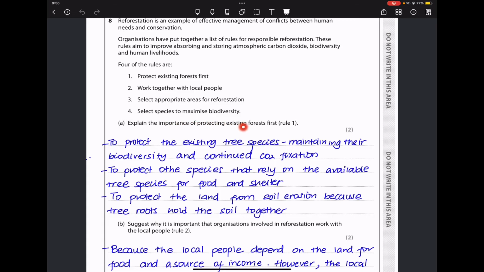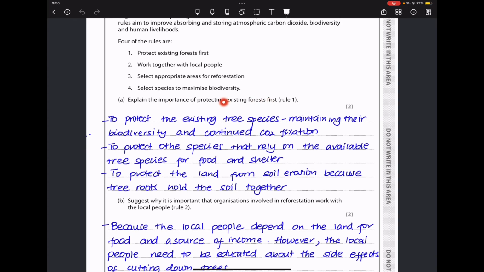Explain the importance of protecting existing forests, which is the first rule. Protecting the existing forest helps us to protect the tree species that are already existing. So to protect the existing tree species, maintaining their biodiversity and continued carbon dioxide fixation. To protect other species that rely on available tree species for food and shelter, of course, these are animals as well as birds.